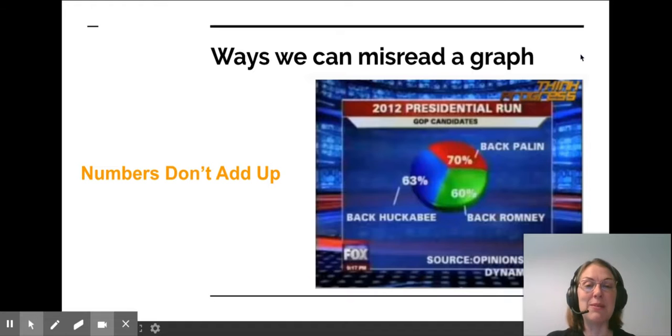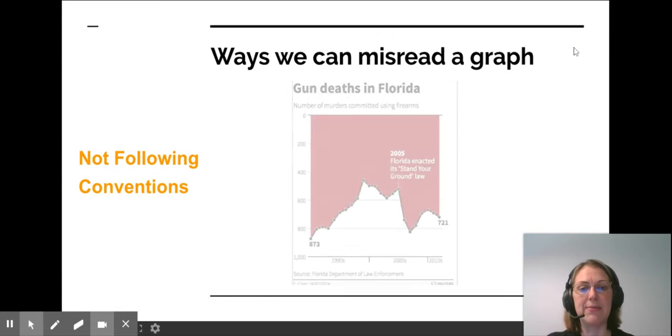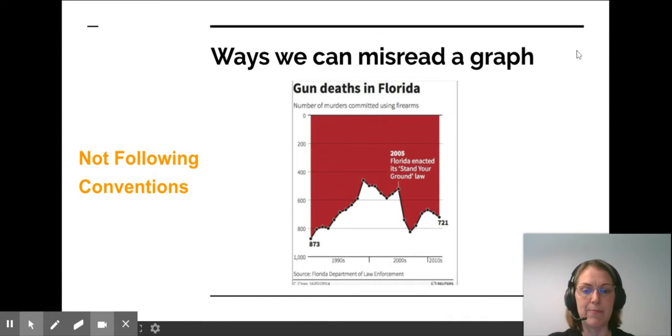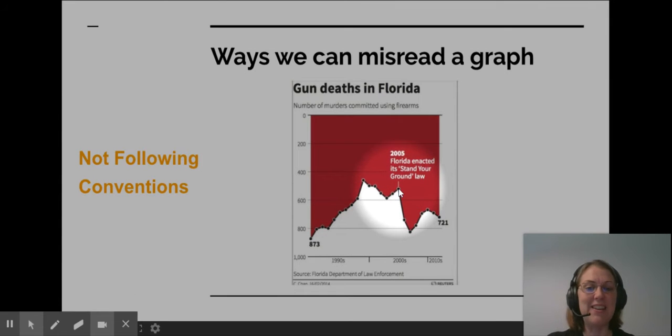Okay, the second way that we can misread a graph is when it doesn't follow the naming conventions we have for graphs. So take a minute to look at this graph. See if you can pick out what's not exactly right. I don't know about you, but that point right there, the 2005, is over the 2000s. That doesn't seem to line up, does it? I almost think the 2005 should be somewhere a little bit to the right. So this here is actually not for a point at 2000.